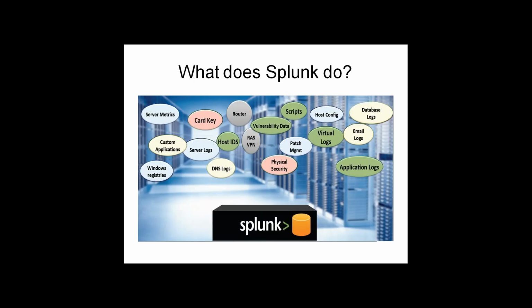Now what does Splunk do? Splunk can take data from different sources. As you can see here, it can take data from server metrics and any custom application, which I already talked about earlier. It can take data from the Windows registry, which is an internal log for the Windows operating system. It can take DNS logs, data from network devices like routers, host IDS, RAS VPN, physical security, and vulnerability data, which it can also take from the Qualys Guard application.